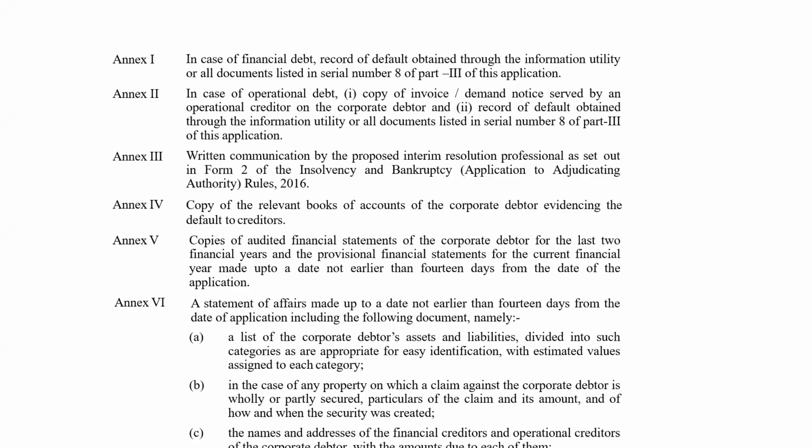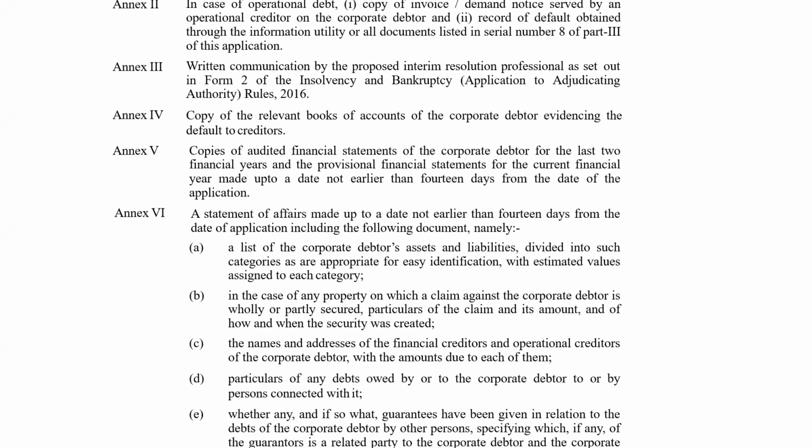Now, suppose we are in financial year 25-26. Say today is 29th of January 2026. And suppose today we are going to file the application, then the accounts must have been made up to a date not earlier than 14 days from the date of the application, right? So accounts have to be made up to 15th of January, right? A statement of affairs made up to a date not earlier than 14 days from the date of application, including the following documents.